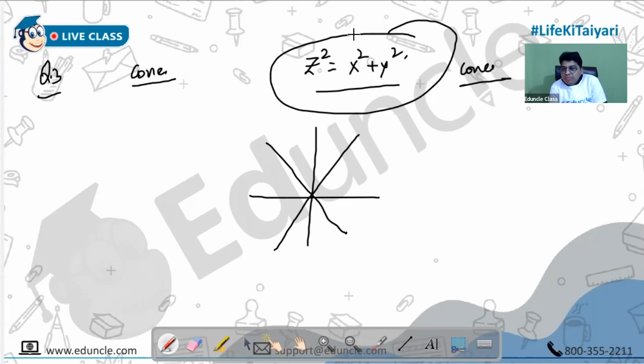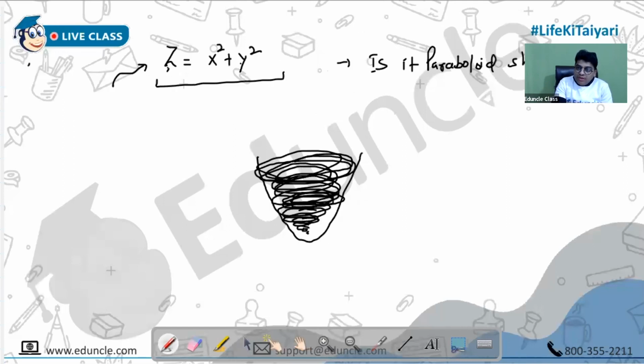If you multiply by something, that is not my duty. If you multiply, like z square is equal to 2x square plus y square, that is also a cone, but slanting, a wide cone. When you take z square is equal to 4 times x square plus y square, it means there is more gap between the lines. So these are the major problems which you have, I think, faced: paraboloid, sheet, cone, sphere, hemisphere.